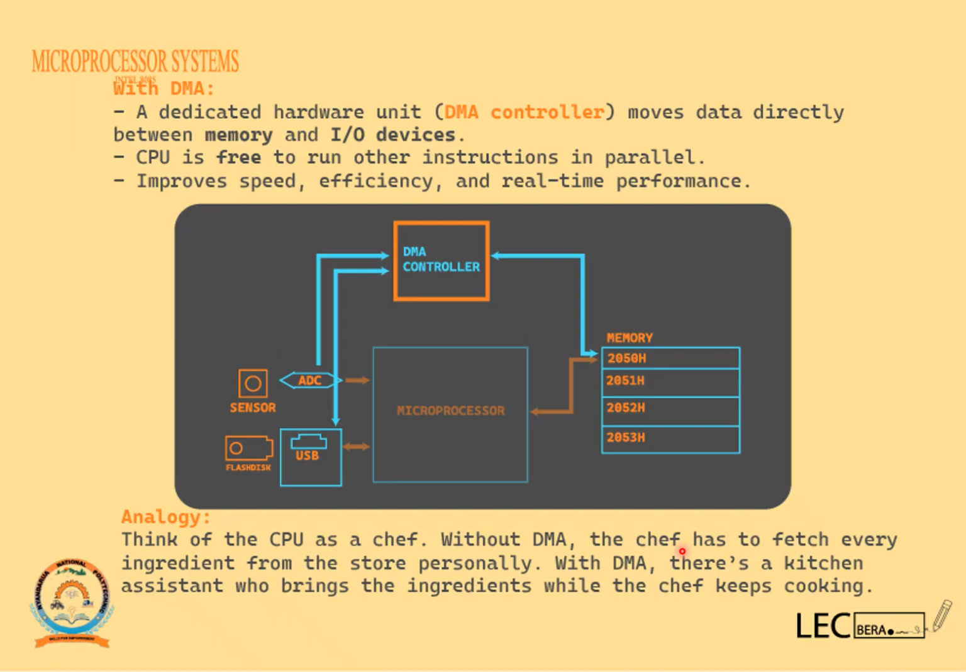With the DMA, there's a kitchen assistant who brings the ingredients while the chef keeps cooking. So the chef is going to focus on cooking while the kitchen assistant brings the ingredients. The kitchen assistant focuses on the task, which might be small but repetitive, which is bringing the ingredients, and the chef focuses on the main task, which requires thinking, which is what? Cooking. So that's a good analogy.